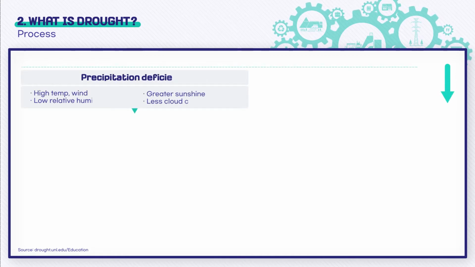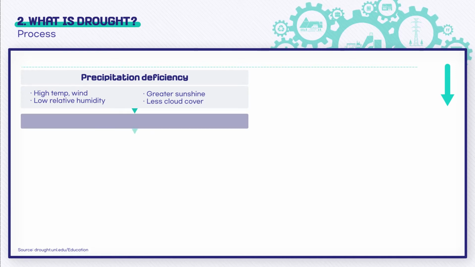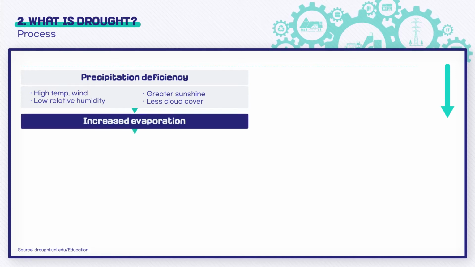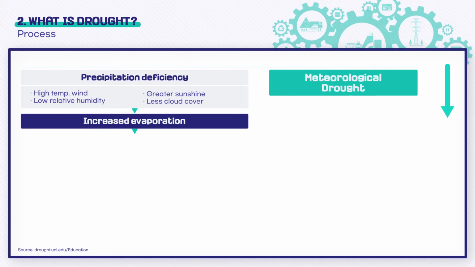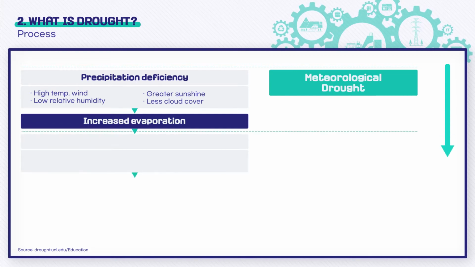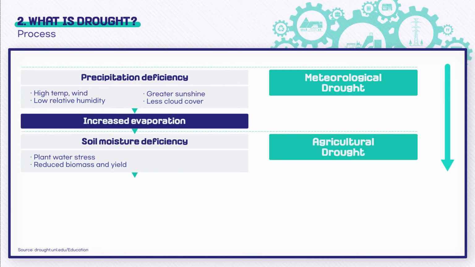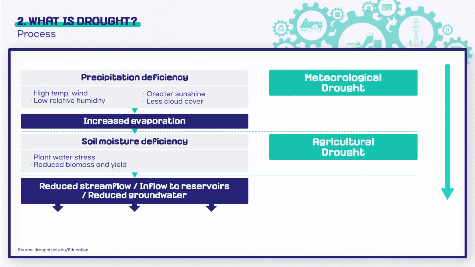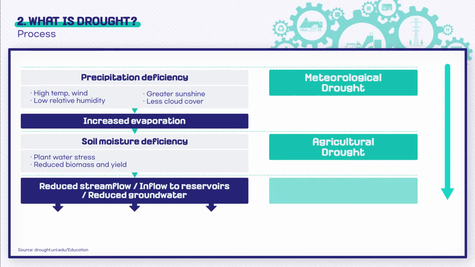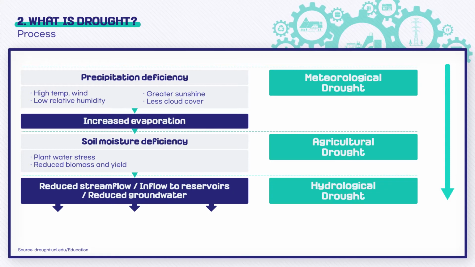First, high temperatures, winds, strong sunlight, and fewer clouds result in a deficit of rainfall and water evaporation increases, which is defined as a meteorological drought. When a meteorological drought is prolonged, the water content of soil is reduced and leads to the development of agricultural drought. Thereafter, the reduction of groundwater, water flowing into reservoirs, and stream flow is referred to as hydrological drought.